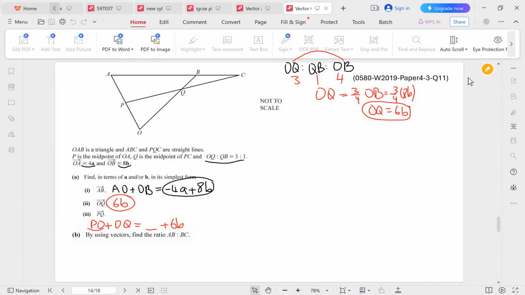Now we are told that P is the midpoint of OA. So since P is the midpoint, we can say that PO is half of the entire thing. So PO equals half times AO. AO is negative 4A because it's the opposite of OA. So we get negative 2A for PO. So we put negative 2A here. And the final answer would be negative 2A plus 6B. This would be PQ.